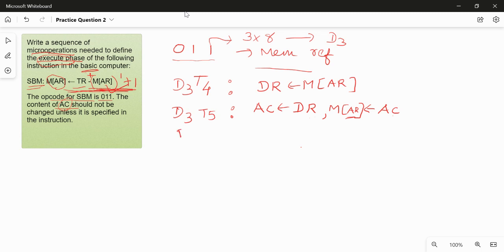Now, the next timing signal would be T6, and that's why the control function would be D3T6. Now, what do you need to do? The first operand is still in TR. If you want to add 2's complement of the subtrahend to the first operand, you have to read TR to DR because the addition is possible only on the content of AC and DR. So TR can be transferred to DR using the common bus.